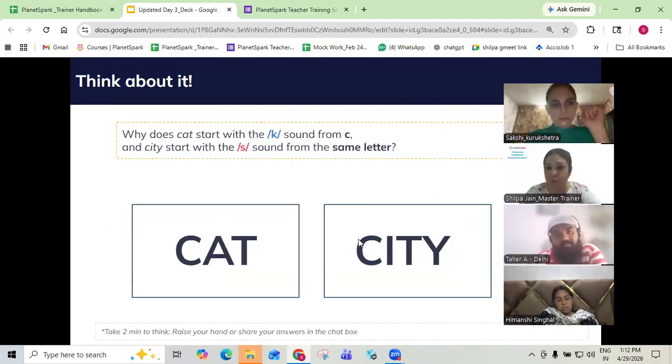For this, we have 2 words on our screen. The first one is cat, and the second one is, this is k, so it has to be kitty. Am I correct? Cat and kitty? Sakshi is saying no. Then if this is not k, here it is written s. So, sat, and city. Am I correct now? Sat and city? Sakshi is saying yes. The first one is sat? No. Why? The first one is cat and the second one is city.